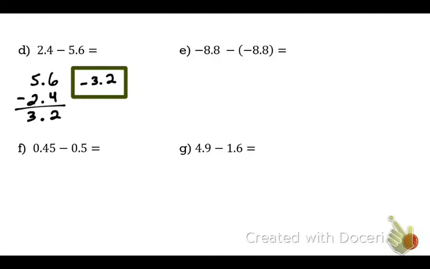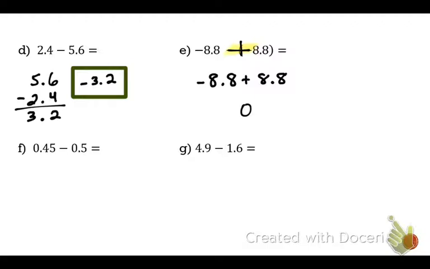Let's go to problem E. Ansley, what's the first thing you notice about problem E? We do have a double negative, so we're going to go ahead and turn that into a positive, and let's rewrite it below. Now I've got something here, negative 8.8 and a positive 8.8. What should happen to those? They turn into a 0.